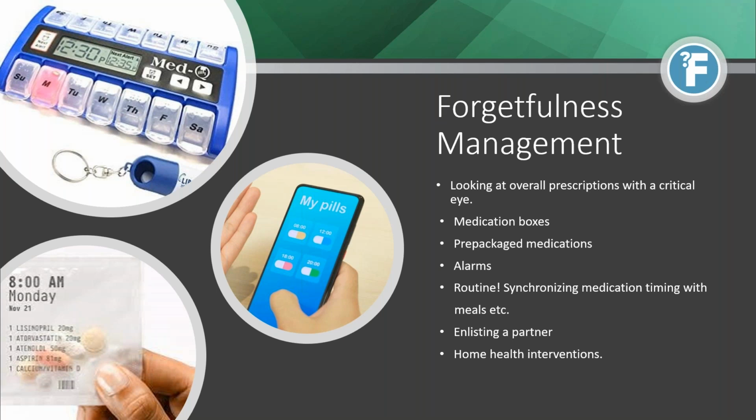Something that is relatively new is the pill packs, where they can get them pre-packaged through a variety of routes. The only trouble with this is when they have a change in medication and require adjustment accordingly. So as far as forgetfulness, we want to look at the overall prescriptions with a critical eye. Make sure that there's good sense in the medication regimen, and if possible, use some combination drugs. We want to use the medication boxes, the prepackaged medications, and the alarms.